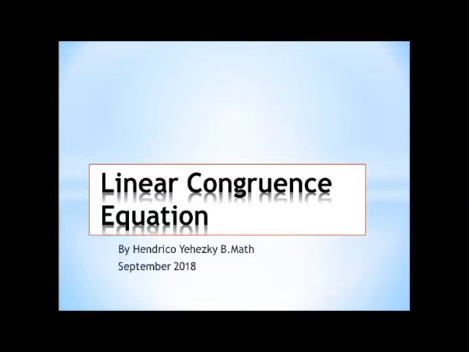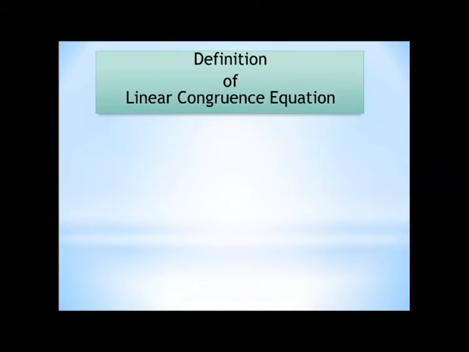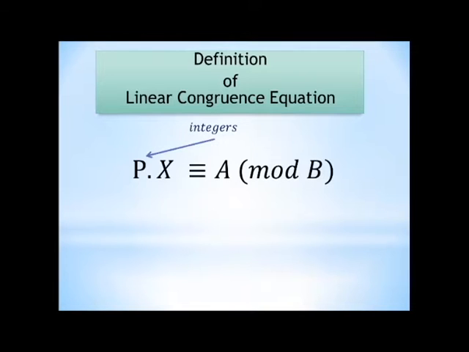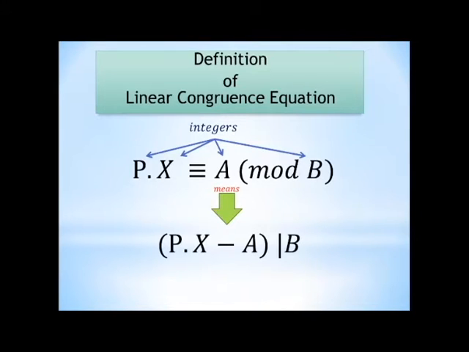Today I will explain the basic concept of linear congruence equations. So let's see this definition first. A linear congruence equation is an equation using a modular arithmetic operator for integers, and we can write this equation as Px ≡ A mod B. P, A, and B are integers. It means Px minus A can be divided by B.